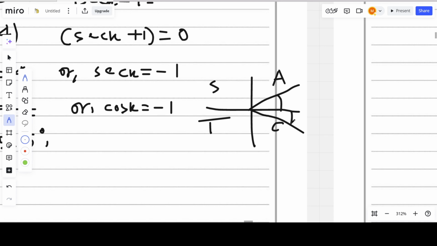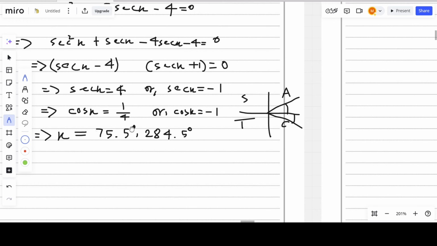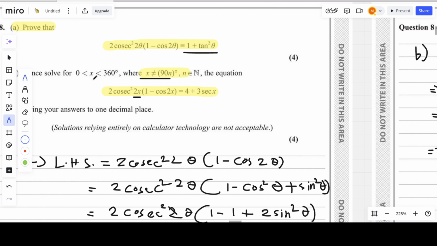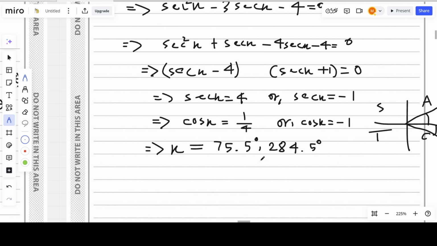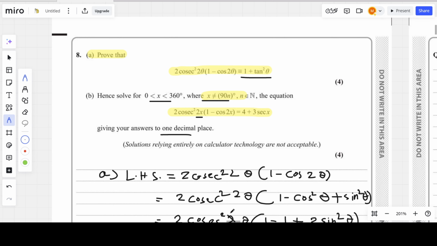So this is 360 minus 75.5 degree. This is 284.5 degrees. These are the two possible values for x within the given range, to 1 decimal place. Keep it to 1 decimal place. That's the answer. That's all about question number 8 from October 2023 P3 paper.